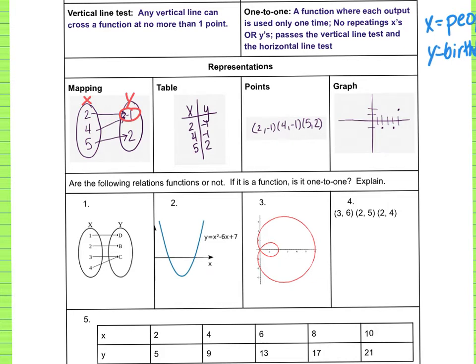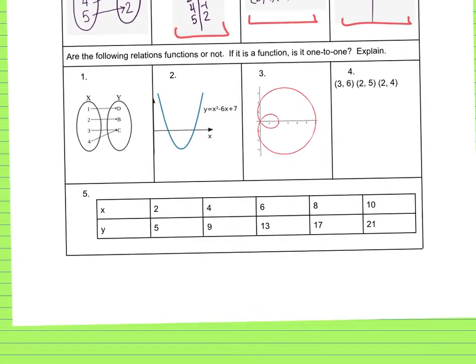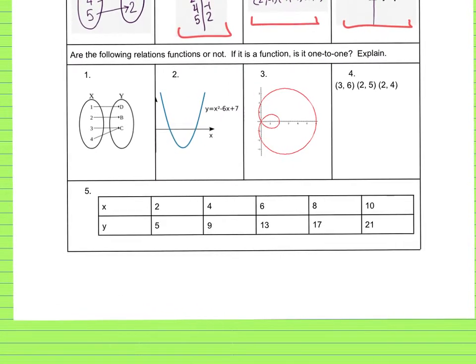We also can see functions represented as tables, okay? These are the same numbers as what we just went over. Same thing as points, and then also you can see things on a graph. We're going to look at these examples here. So are the following relations functions or not? And if they are, are they 1-to-1 functions? All right, let's dive right into that.